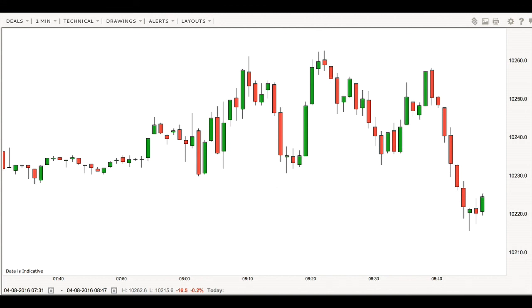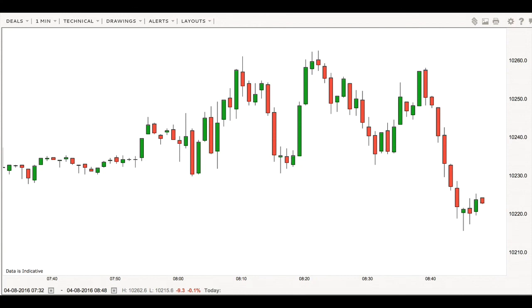Big long tail on that doji at the bottom there. It shows a lot of rejection below 10,220. And the next bar tried to go down and failed at the same level. When the market tries to do something twice and fails, it very often does the opposite. So we'll see whether that theory actually proves to be right on this occasion.